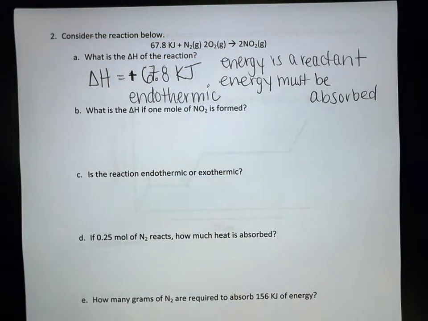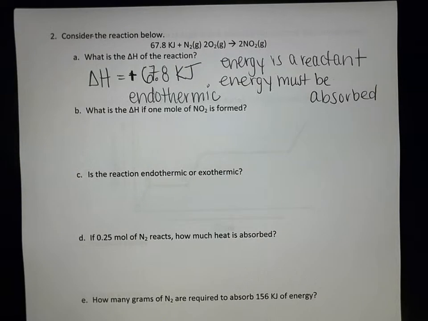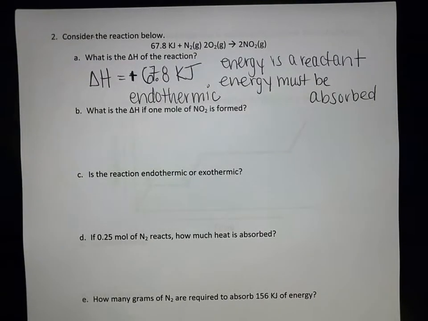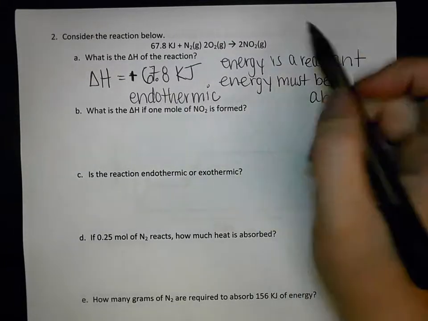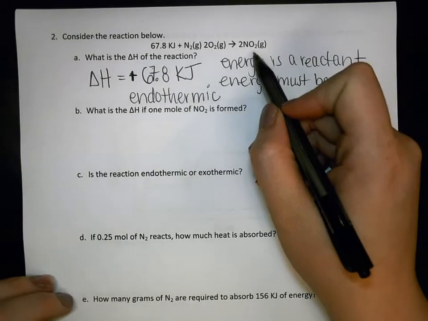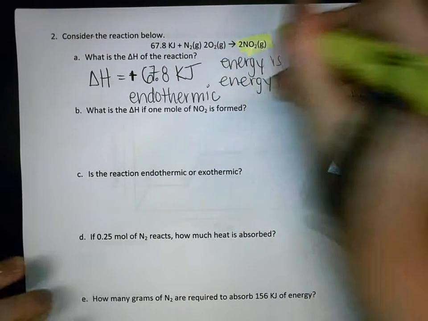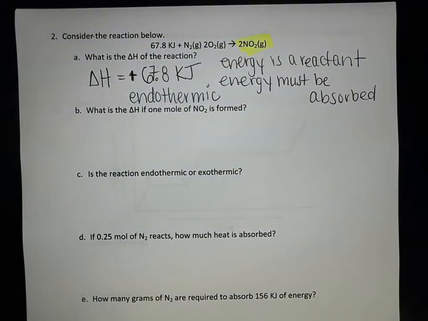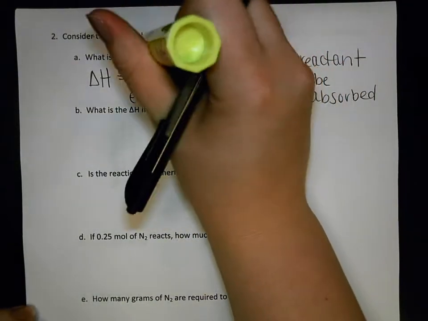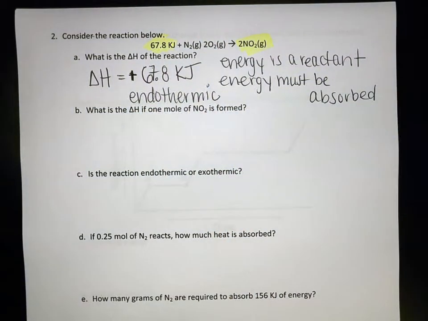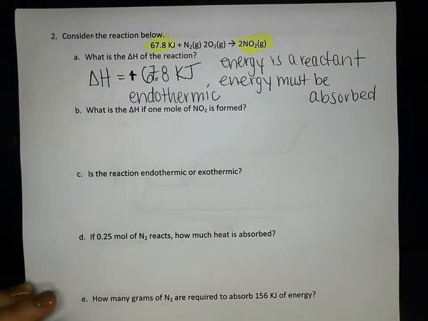So delta H is going to be a positive number. Next question says, what is the change in heat? How much heat is going to be released if I form 1 mole of nitrogen dioxide? So if we look at the balanced equation, if I make 2 moles of nitrogen dioxide, I would release this amount of energy. So the question is saying, what if I only made 1 mole?